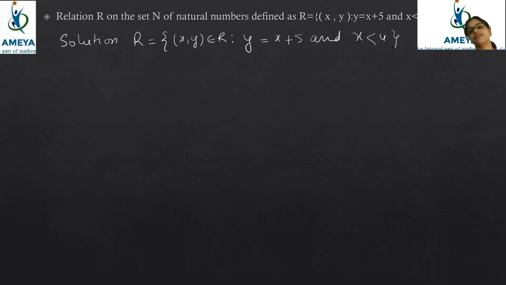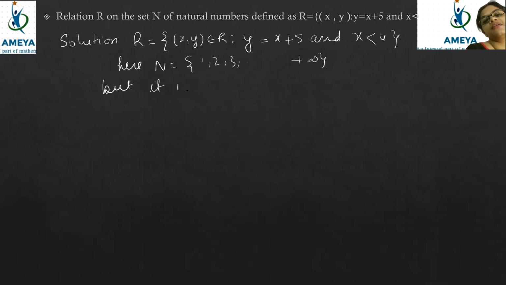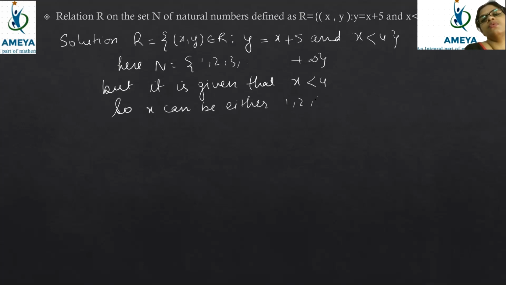So here the condition is that from the set of natural numbers, if you are going to take x, it must be less than or equal to 4. So let's see, but first we will see the set of natural numbers. So here N is equal to the set of natural numbers till positive infinity, but it is given that x must be less than 4. So x can be either 1, 2 or 3.